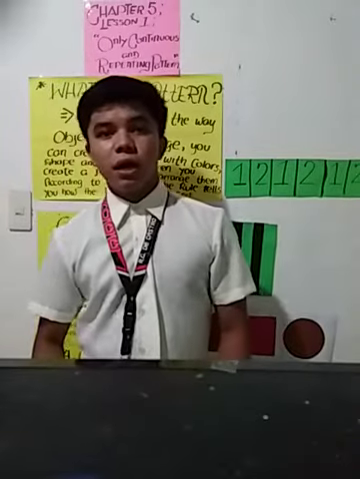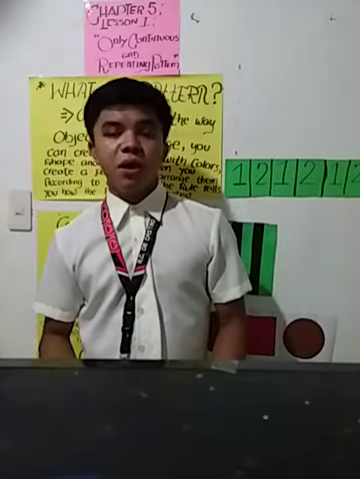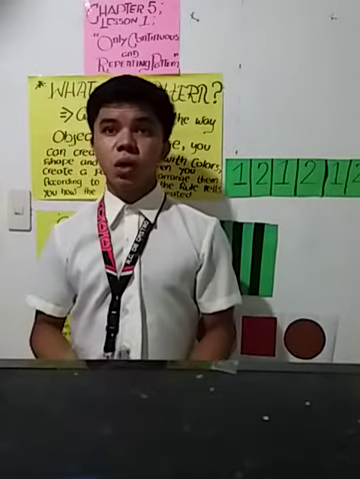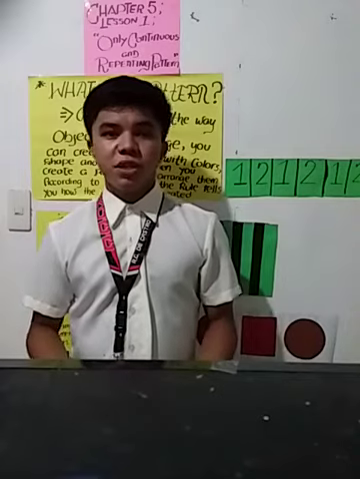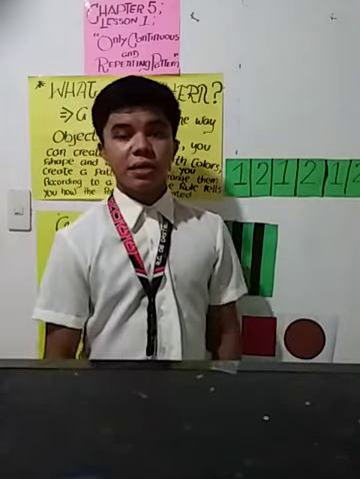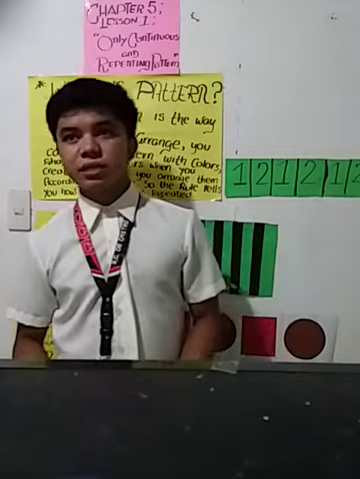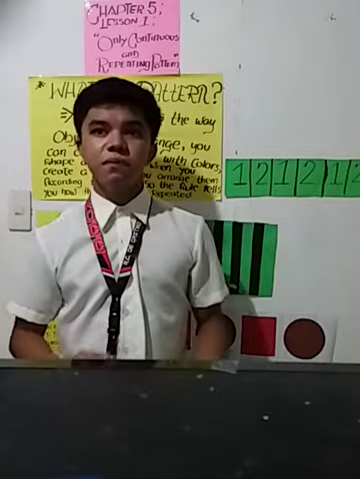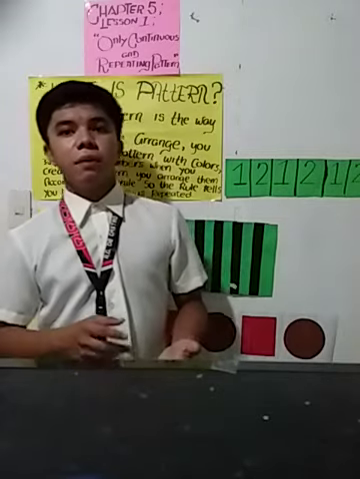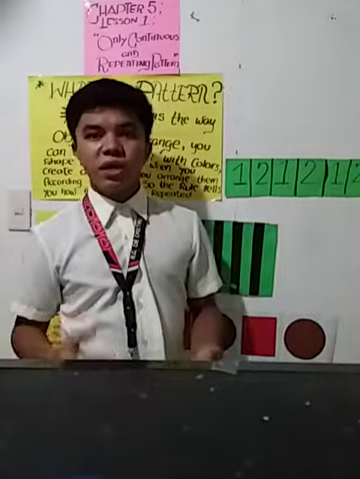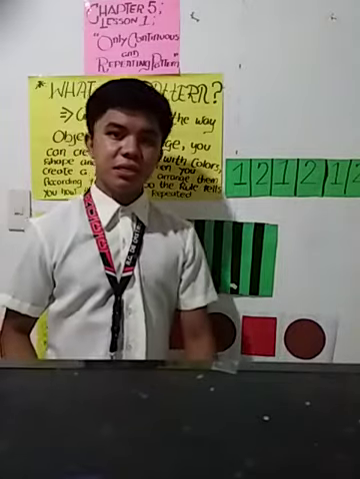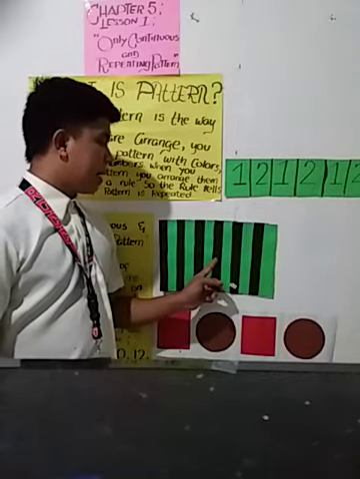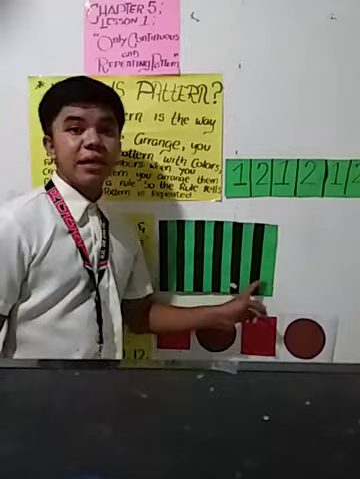Next is an example of a pattern with colors. This pattern has two colors, black and green, alternated. Alternated means that between two things, in this example black and green, we keep alternating the colors. Let's say black, green, black, green, black, green, black, green, black and green.